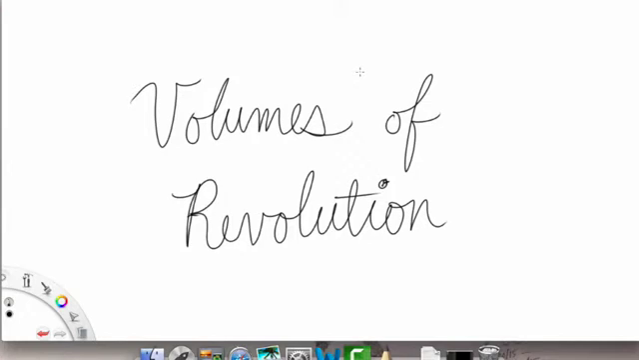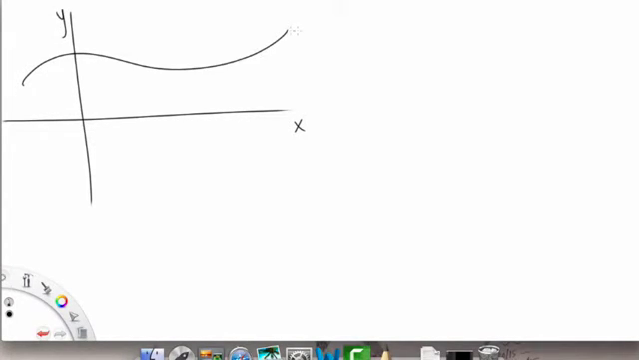to the video on volumes of revolution. So basically what we're going to start off with is a graph. Okay, so let's say we have an x and a y, and here's our function f of x.